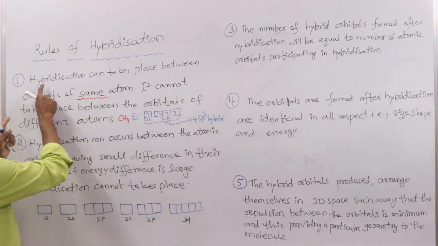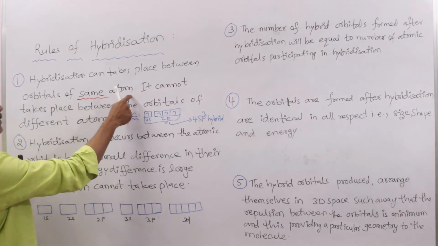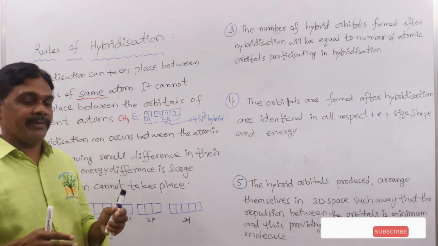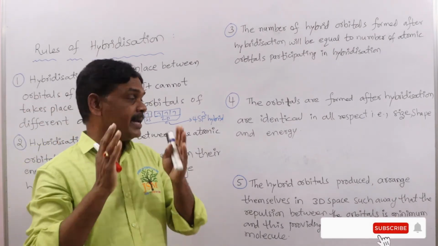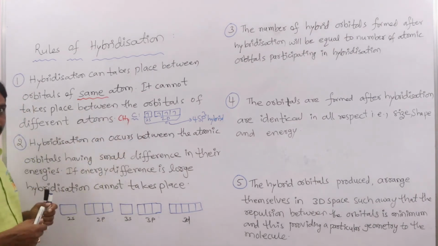So the hybridization can take place between the orbitals of the same atom. It cannot take place between the atoms of different elements or different atoms. So this is a very important point.